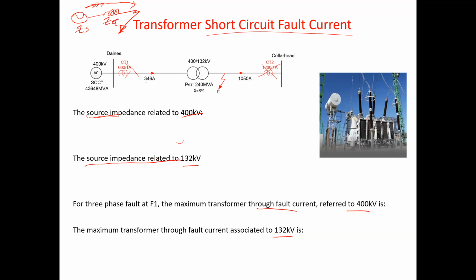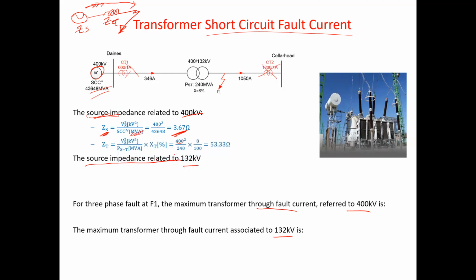For this case, we have to calculate the source impedance of the generator here. The source impedance is calculated as V squared over the rated MVA of the generator. We assume 400 kV purposely. So 400 squared divided by the fault level or short circuit capacity of the generator, which is 43648 MVA, gives a source impedance of 3.67 ohm.